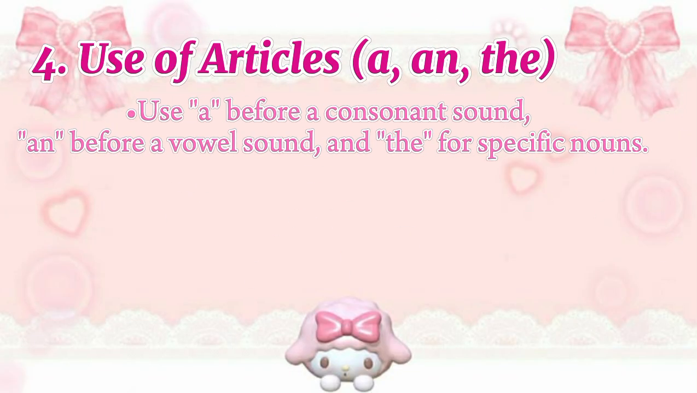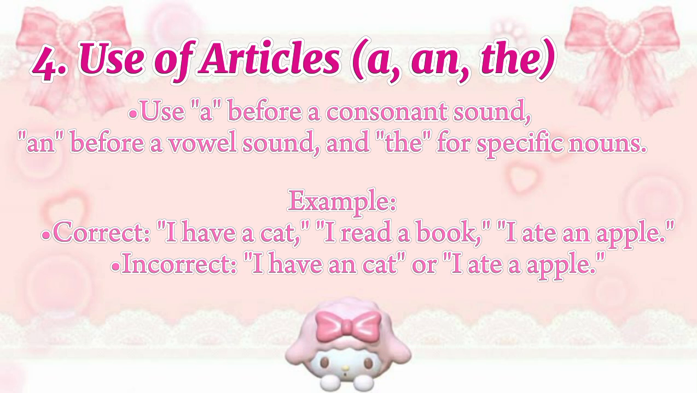The fourth rule is use the articles of a, an, and the. Use a before a consonant sound, an before a vowel sound, and the for specific nouns. Example, the correct sentence is I have a cat, I read a book, and I ate an apple. The incorrect sentence is I have a cat or I ate an apple.